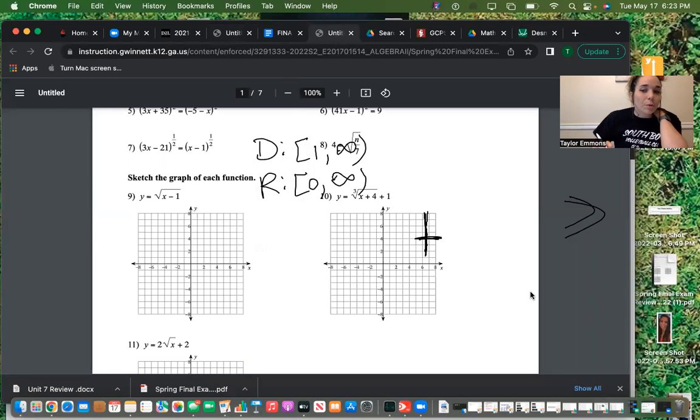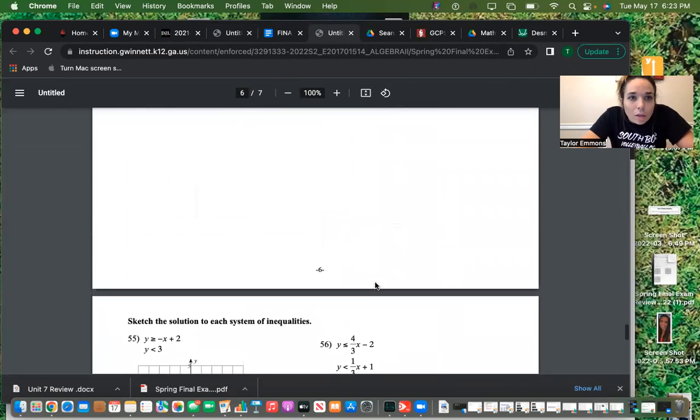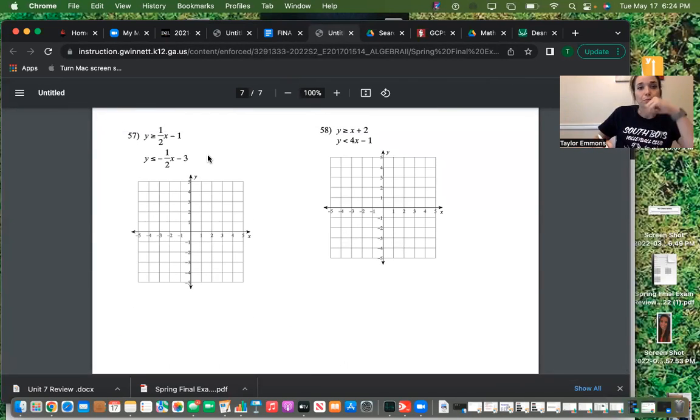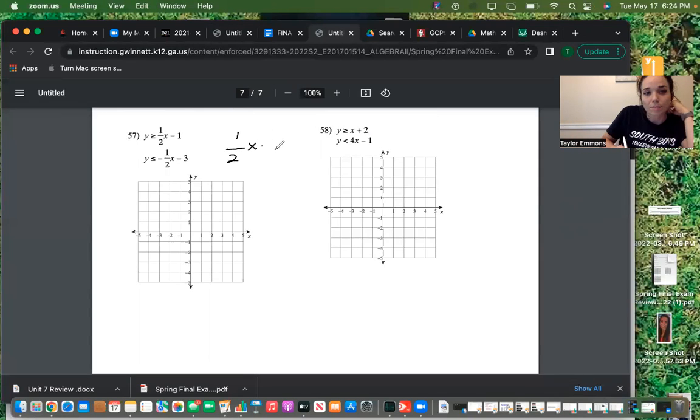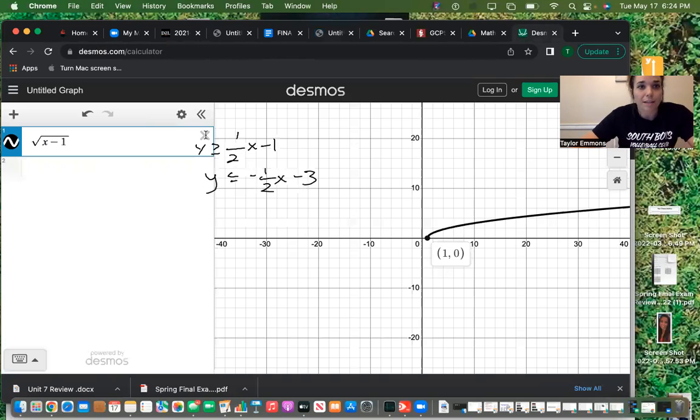Anything else that y'all want me to go through? Okay, so other things, 57. Sketch the solution. Again, I would definitely use my Desmos, because I would not want to do this by hand, and you're not going to have to do it by hand. So you're going to take these and put them into Desmos here.